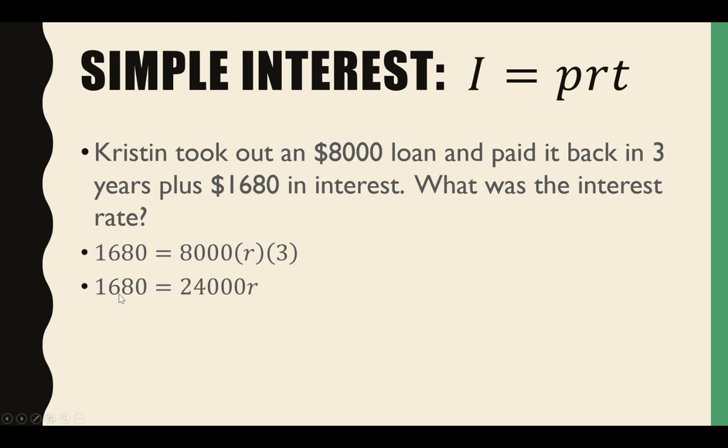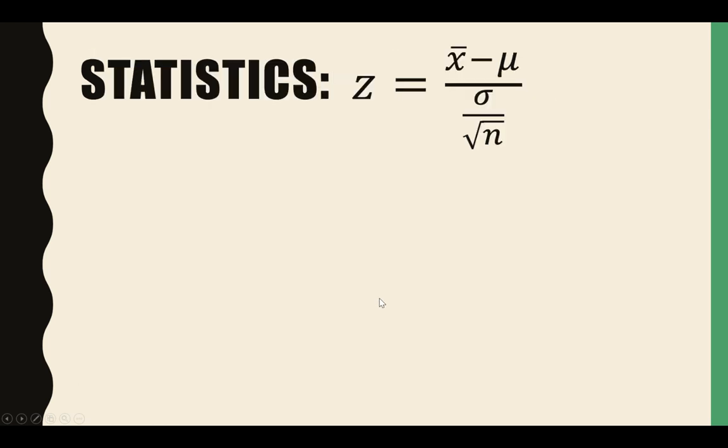Simply do that by taking 8,000 times 3 to get 24,000 R. It's equal to 1,680. We divide each side, or divide 1,680 by 24,000, getting 0.07, which again, we have to turn that back into a percentage. We're at a 7% interest rate, which is a little bit high in my opinion.